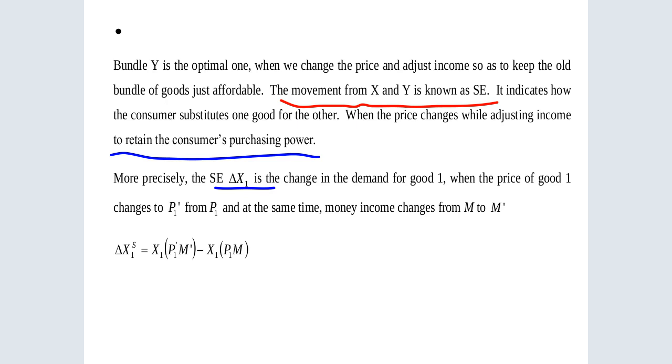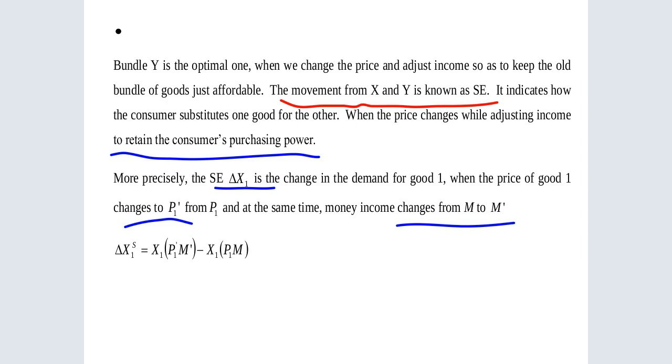Which is simply given as the change in commodity one, X1, simply the change in the demand for good one when the price changes to P1 prime. So if the price changes, then the change in the quantity of commodity one is given, and the money income changes from M to M prime.